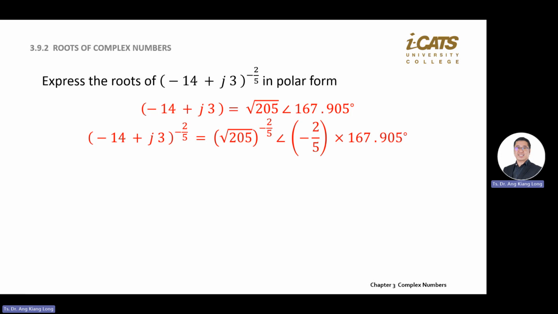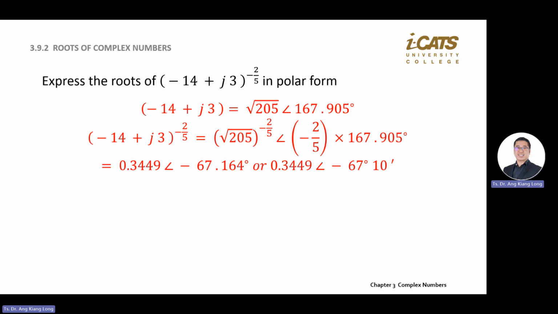Correct, so you press the calculator and you will get 0.3449. And if you multiply the angle, you will get minus 67.164. It means it will stop at quadrant 4, because you will stop at this one. So you will stop here.